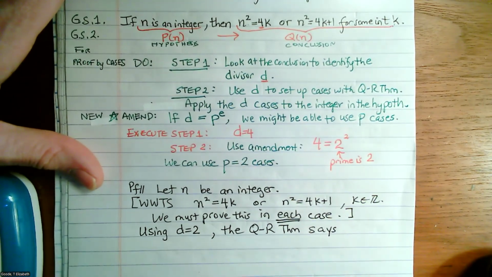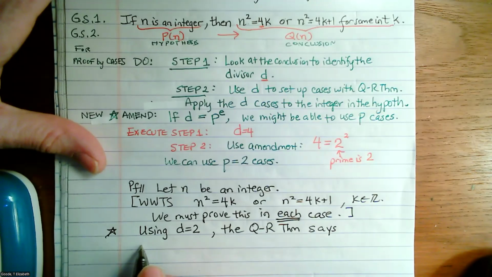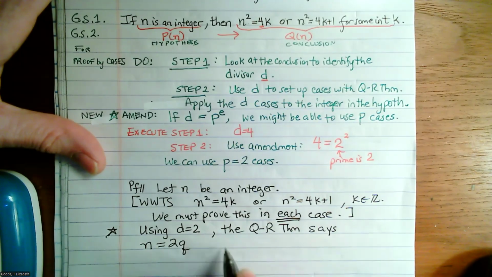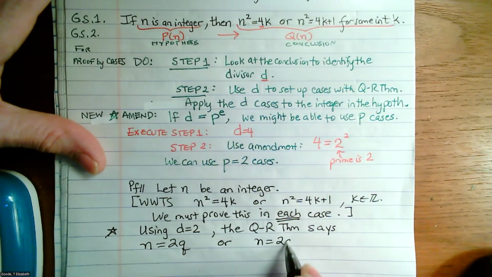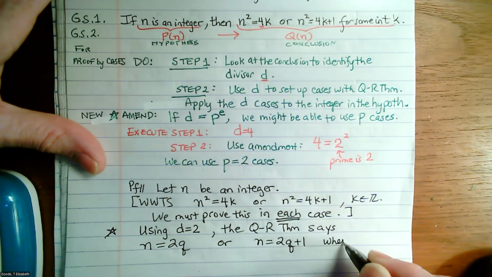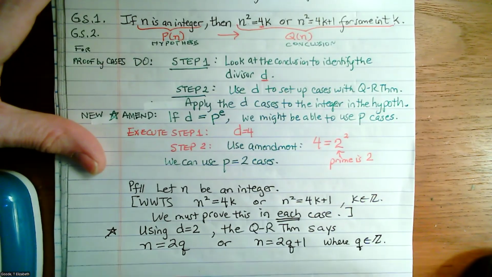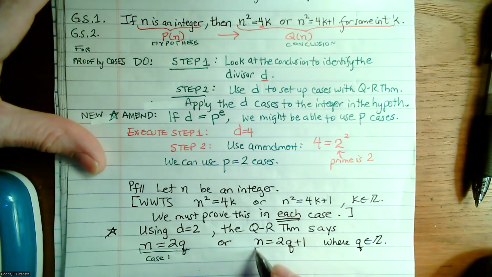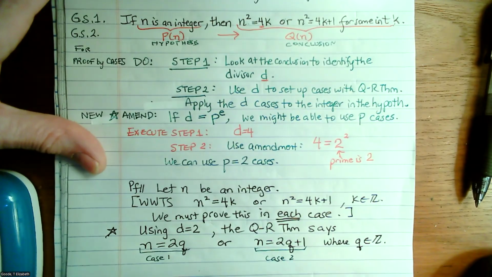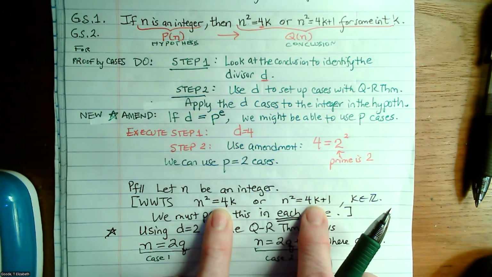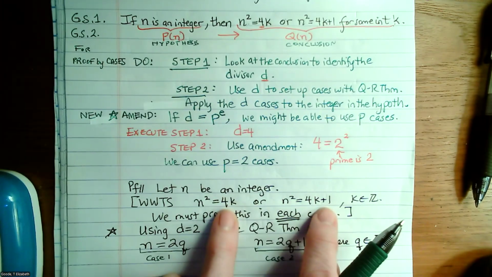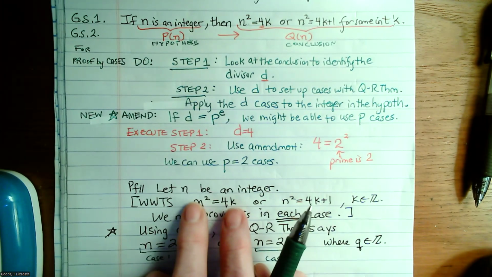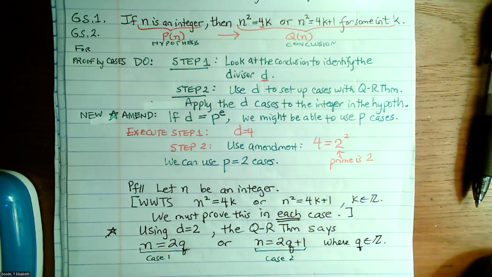So this is our important statement that we write, setting up the cases, to let the reader know what we are doing. The Q-R theorem says n equals 2q, or n equals 2q plus 1, where q is an integer. And now we know that we have 2 cases to write, and in each case, we're trying to satisfy an or statement. We can show that or statement is true if we show that either component is true. Does that make sense?